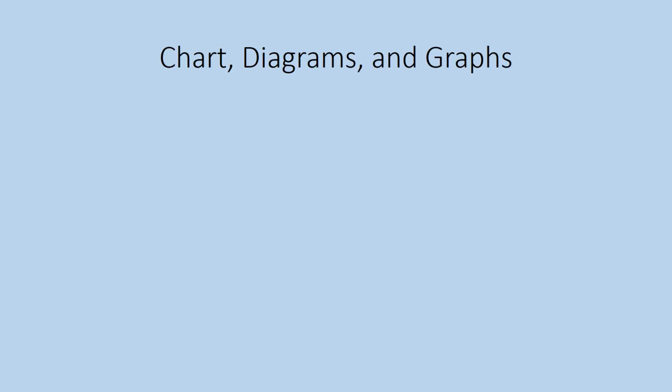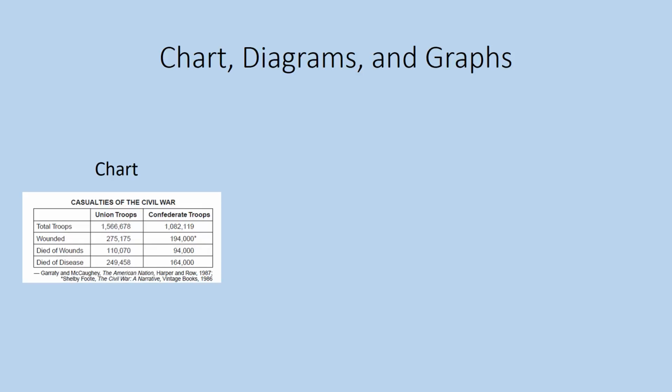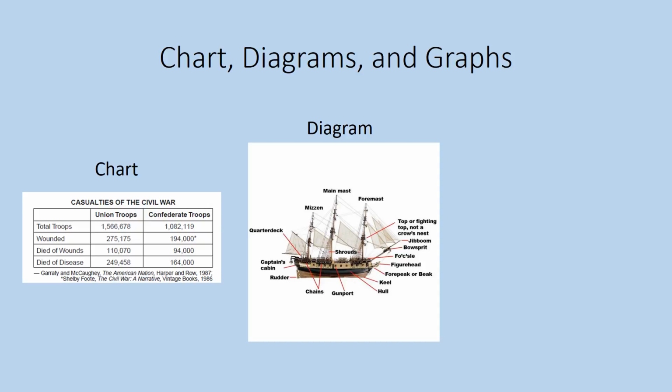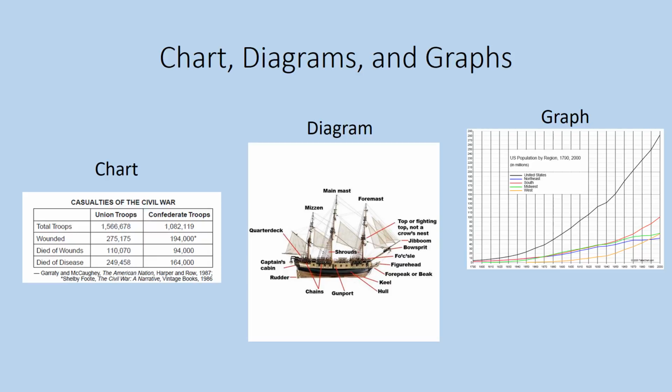Charts, diagrams, and graphs. Charts are things like tables, or they can be just about anything from that time period. Historians also use diagrams. This is a diagram that I've always liked. It is of a sailboat used probably around the 1800s. A graph would be like this, a line graph. You can use bar graphs or any different kind of graphs.